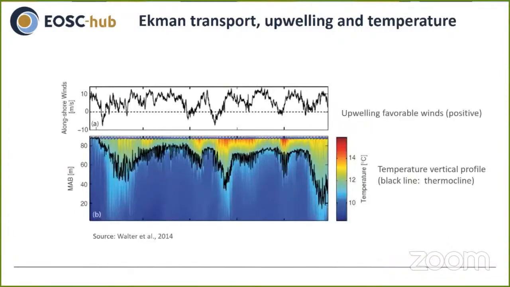Based on field observations in Monterey Bay, Walter et al. showed that the wind modifies the offshore stratification and the thermocline depth. During strong upwelling conditions, which in the top figure are represented by positive values, the offshore thermocline shoals toward the surface. During weak upwelling favorable conditions, the offshore thermocline deepens.